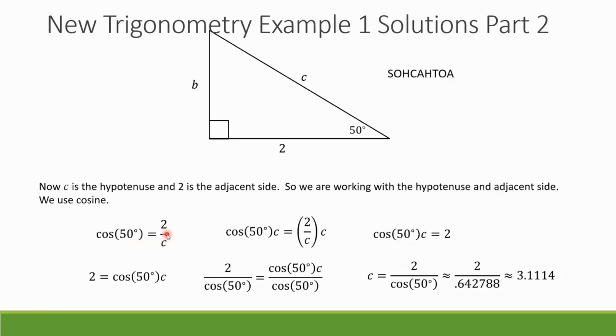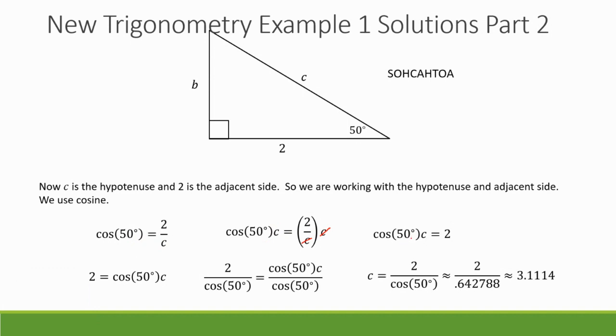Now we want to get C, right? We don't want 2 over C. We don't want anything over C. We want C all alone. So let's get the C out of this denominator. We can do that by multiplying both sides of the equation by C. This denominator goes bye-bye. You get C on the left side, as you can see. So now we have cosine of 50 degrees times C equals 2.